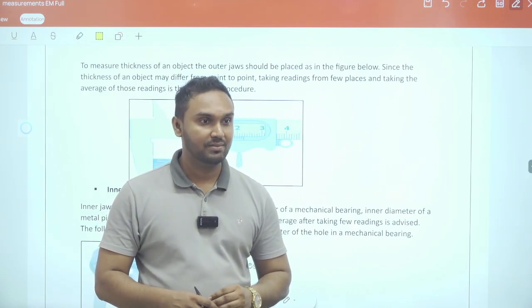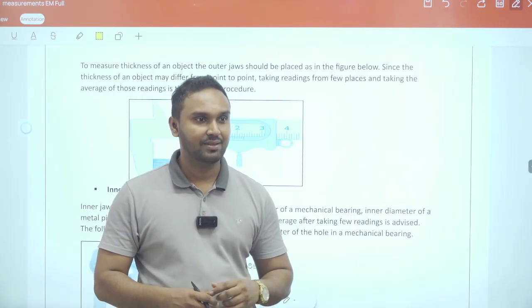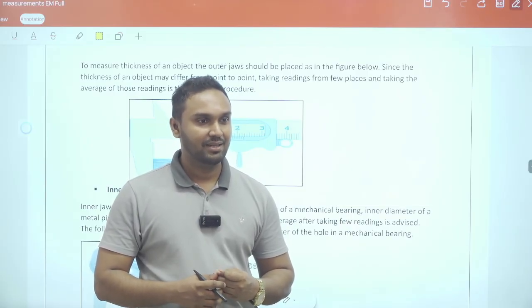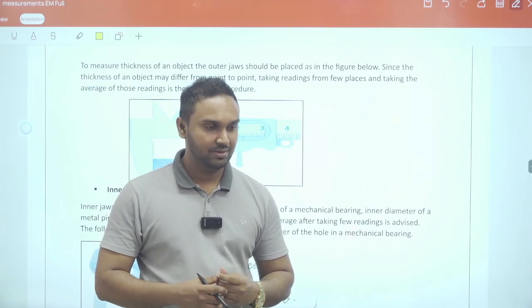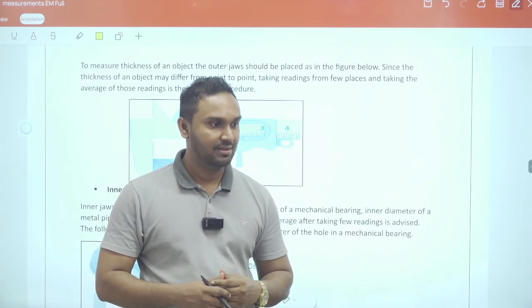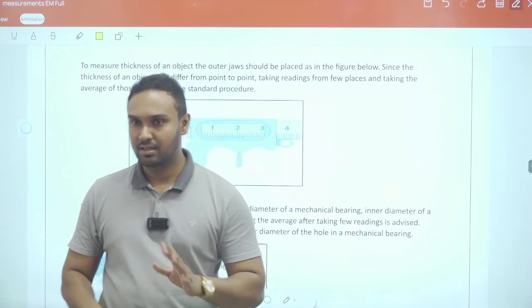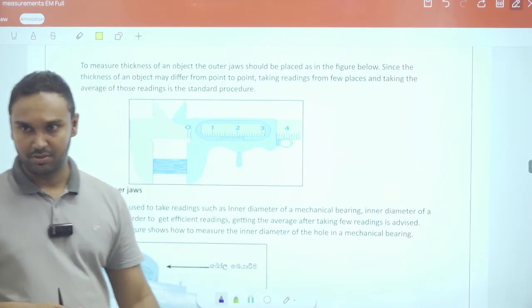2.3 millimeters, length of what? That one. Fine. Good. So that is how you measure using the outer jaws.